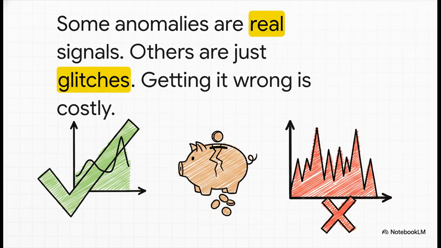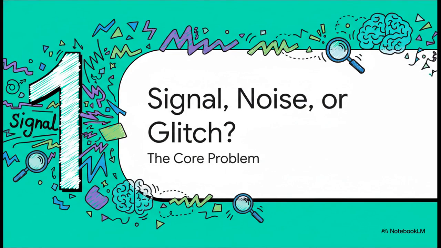If you think a real signal is just a glitch and you delete it, you've just thrown away incredibly valuable information. On the flip side, if you keep a false alarm, you end up training your models on junk data. Either way you slice it, getting it wrong is expensive. So, the big question is, how can we tell the difference reliably? This is exactly why we need a better, smarter way to sort through these confusing little moments in our data.